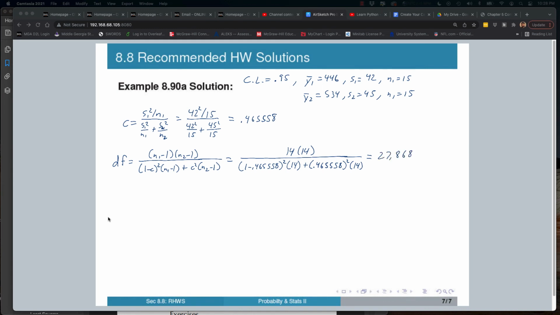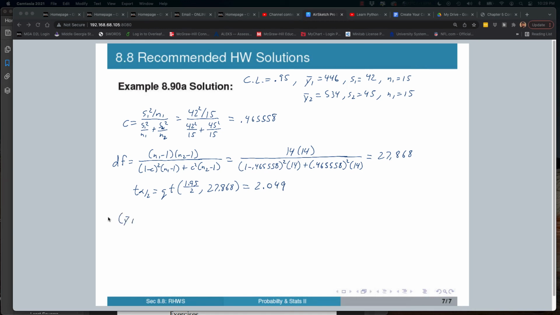27.868. Alright, so that's our degrees of freedom, and the T alpha over 2 value should be QT or inverse T of 1 plus 0.95, or 1, I would say plus, and I want to write it 1.95 over 2, degrees of freedom 27.868, and that should give you a number roughly 2.049. Now we got everything we need. We can finish this thing out.